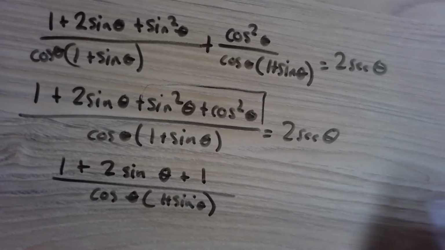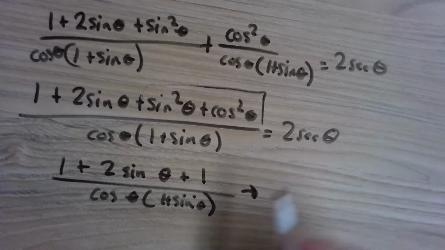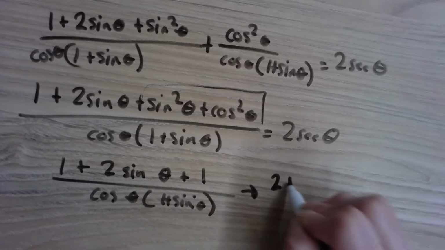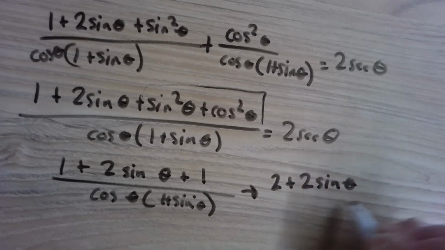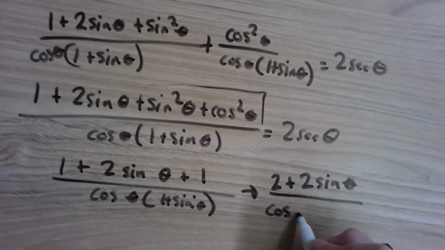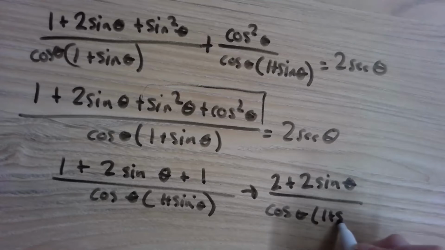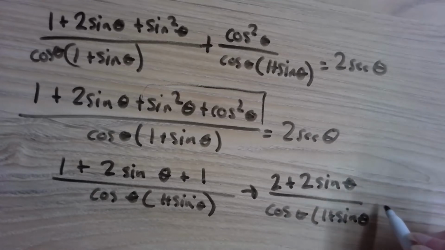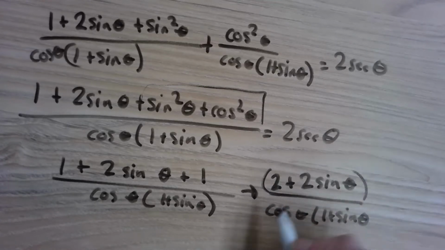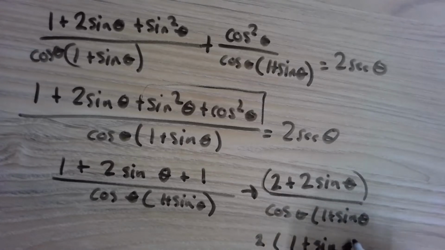Okay? And then I am so running out of room. I'm going to take this over. I'm going to add those ones. 2 plus 2 sine theta over cosine theta times (1 plus sine theta). Okay, right here I could factor out a 2 and I'd be left with (1 plus sine theta) over cosine theta times (1 plus sine theta). Okay, those can now cross off.